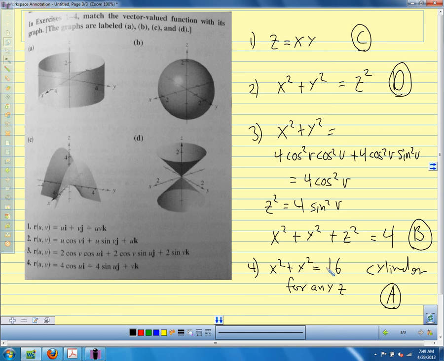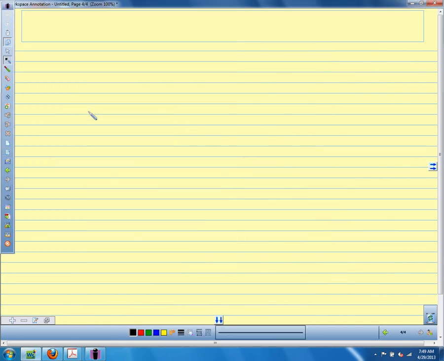All right. Let's look at a couple of others. Rather than matching with the surface, we're going to convert from a parametric form to rectangular to an explicit form and describe the surface. So what if we want the rectangular form.